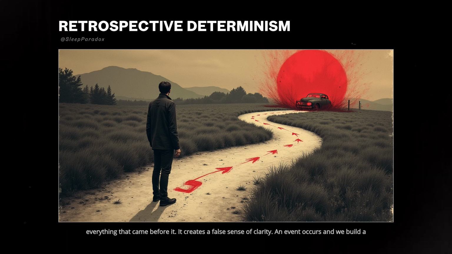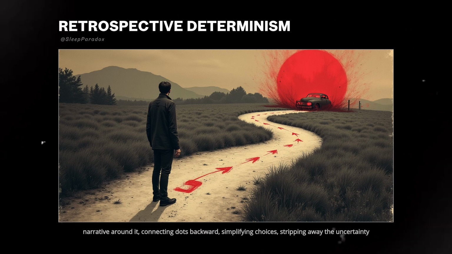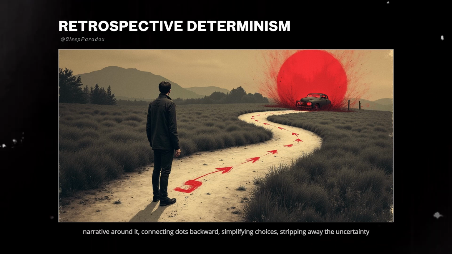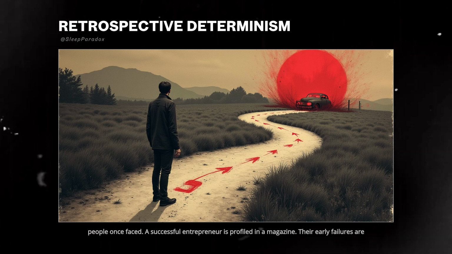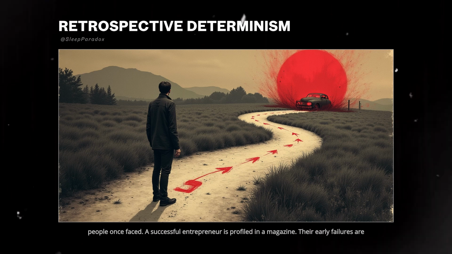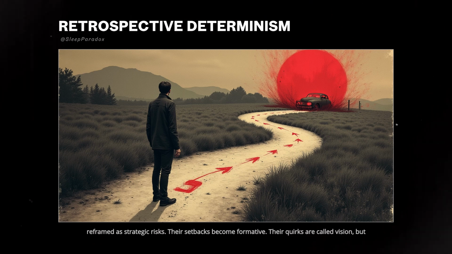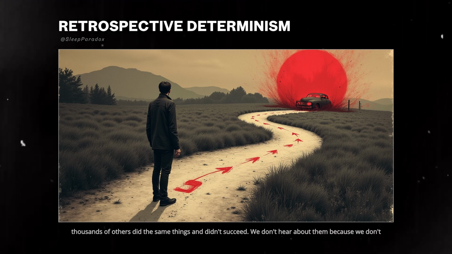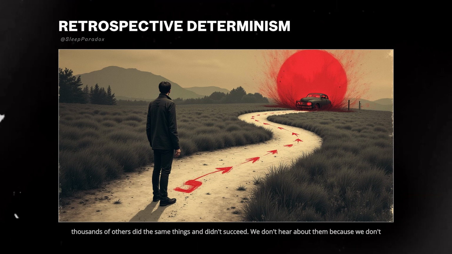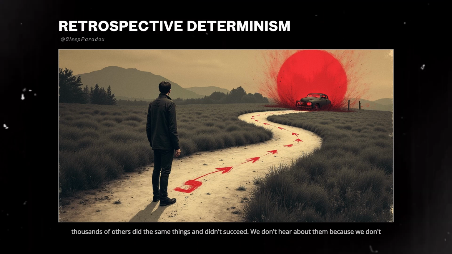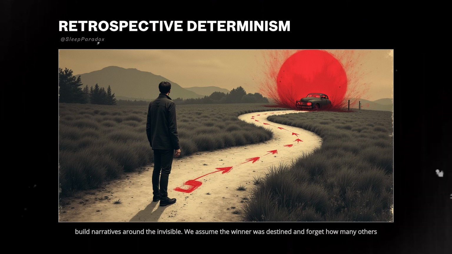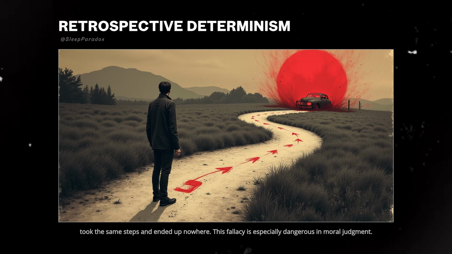An event occurs, and we build a narrative around it, connecting dots backward, simplifying choices, stripping away the uncertainty people once faced. A successful entrepreneur is profiled in a magazine. Their early failures are reframed as strategic risks. Their setbacks become formative. Their quirks are called vision. But thousands of others did the same things and didn't succeed. We don't hear about them because we don't build narratives around the invisible. We assume the winner was destined and forget how many others took the same steps and ended up nowhere.